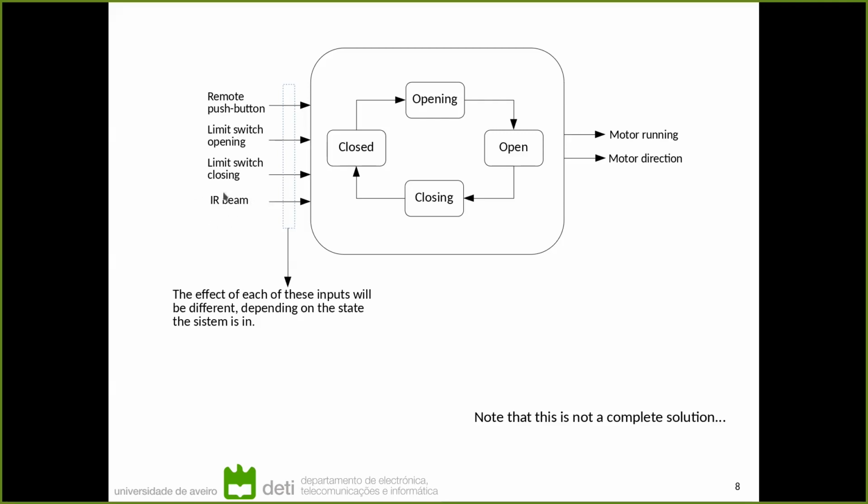Usually, we also have an infrared beam to detect problems. That means that we would need to consider some other states, like when the infrared beam is detected when I'm closing the gate. Usually the gate stops and it resumes, usually opening again, but it depends on the particular implementation.